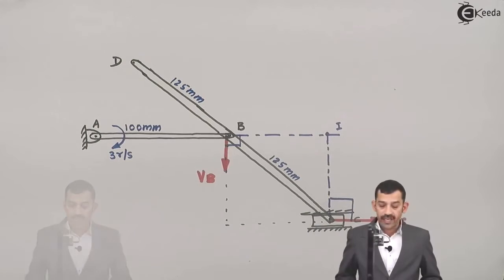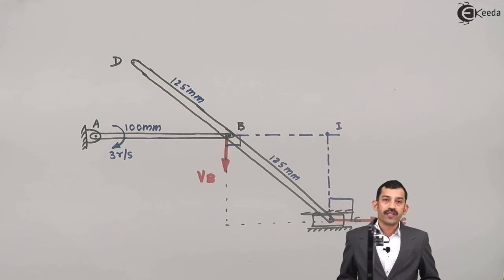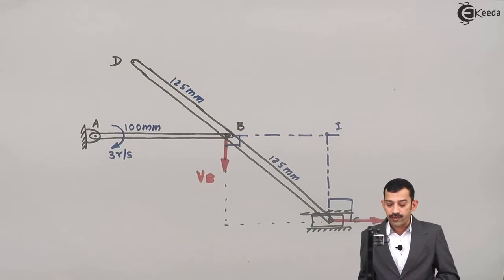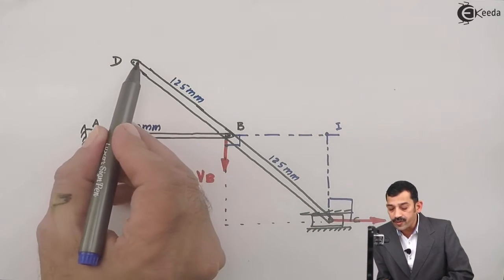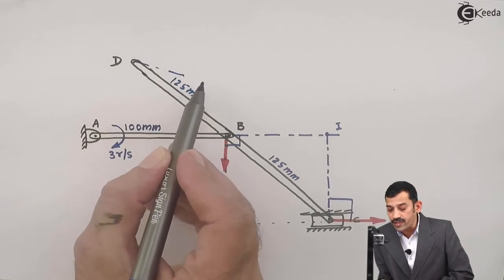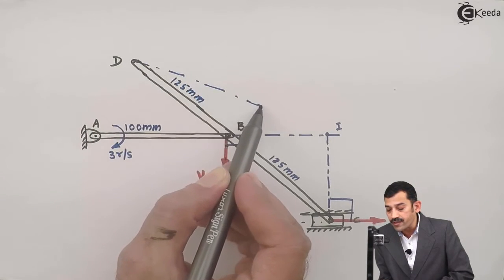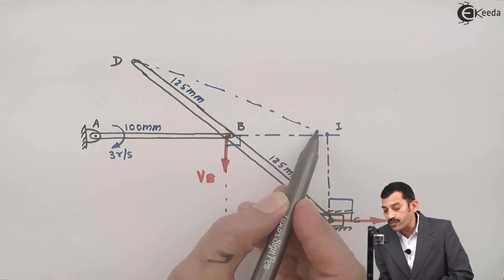As we are getting ICR for link CD, the linear velocity of this point D is perpendicular to the radius of rotation. For point D, the radius of rotation is line ID joining point D to the center of rotation. So if I represent here the radius of rotation as ID, I'll join this point D to this point I, so that the radius of rotation is ID.